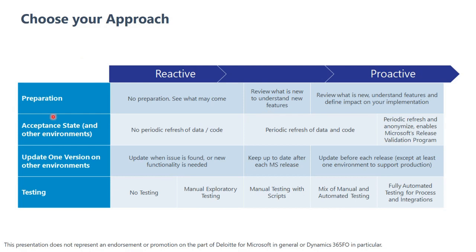Update the version on the other environments the same way. So keep up to date after each Microsoft release. All environments must have the same release. Update before each release, except at least one environment to support production. So the strategy here is to update environments, but obviously before updating production, our build environment must be on the previous release.